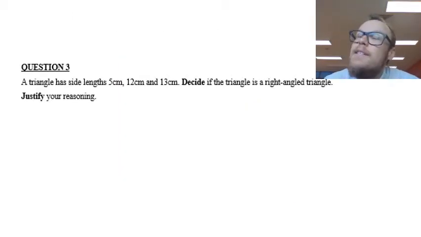Question 3 says, I've got a triangle that's got side lengths 5, 12 and 13 centimetres. Decide if the triangle is a right angled triangle and justify your reasoning.